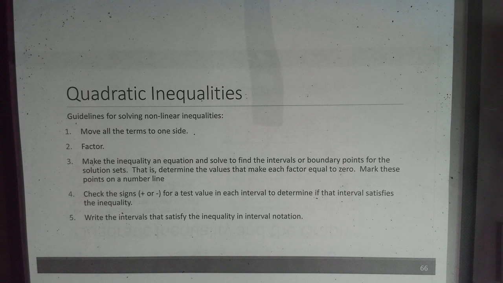So we're going to be finding the values that make each factor equal to 0. We're going to put those on a number line. We're going to check the signs for a test value in each interval. We're going to check if it's positive or negative to determine if that interval satisfies the inequality. And then we're just going to write the intervals that satisfy the inequality in interval notation. There are quite a few steps, but after you've done a few of them, things start to click.